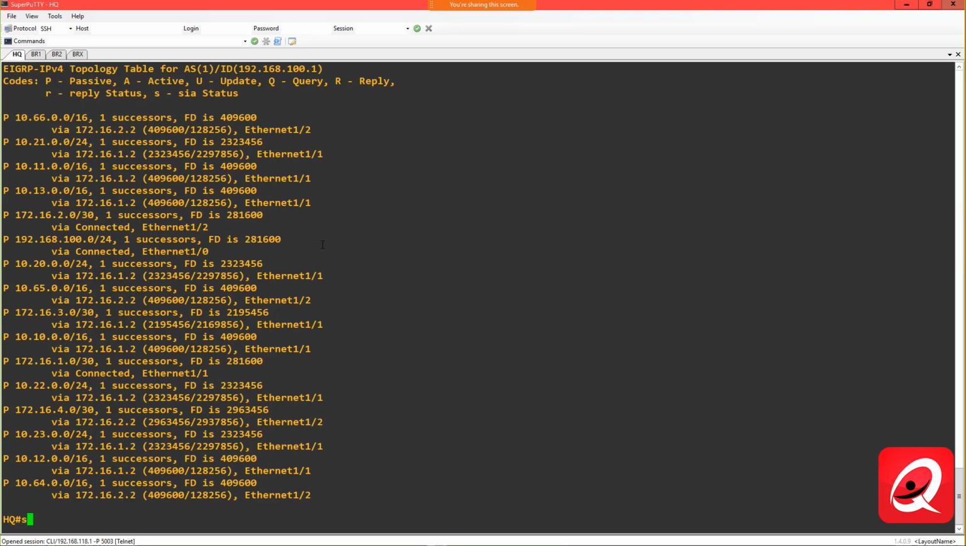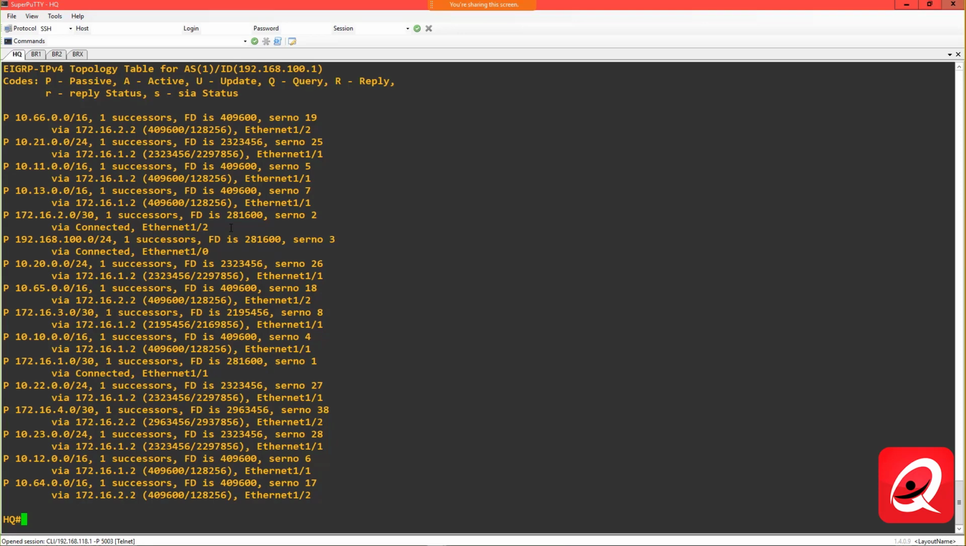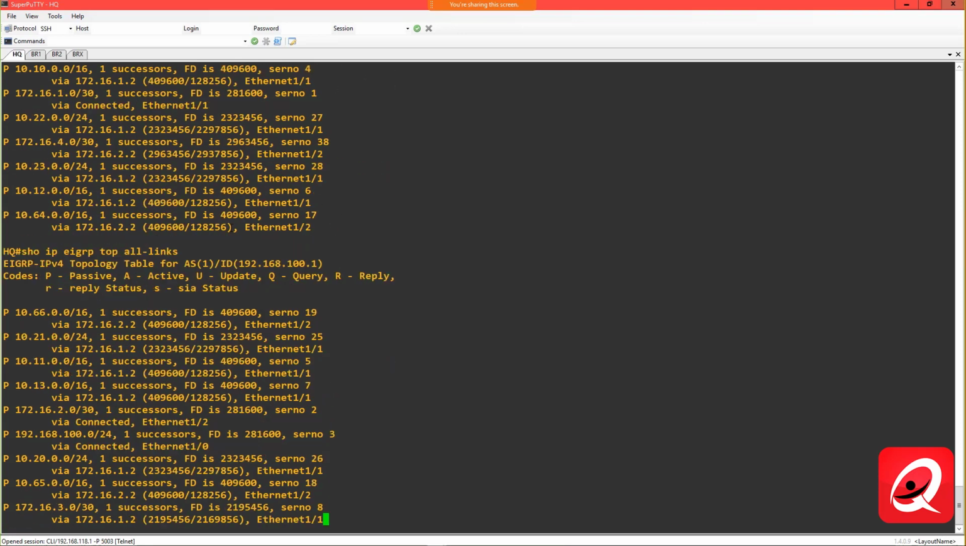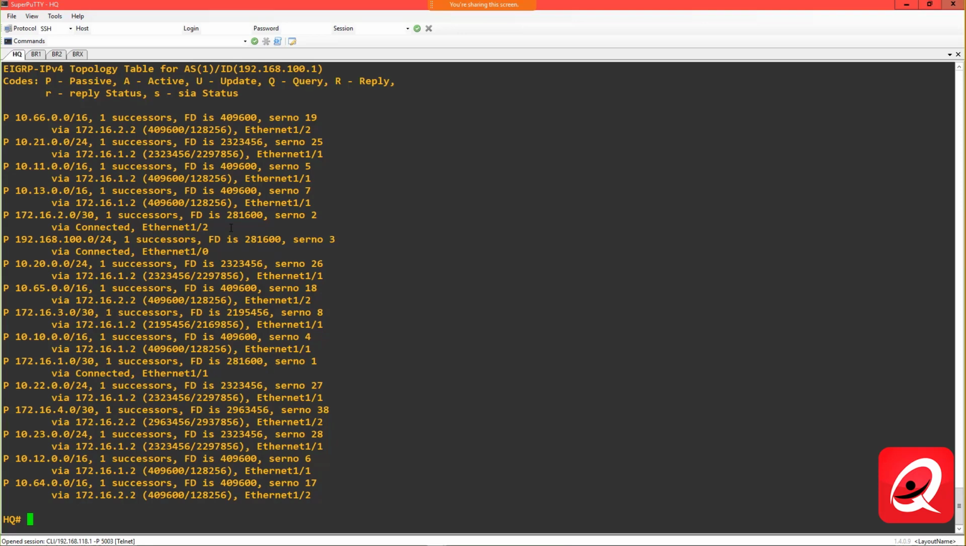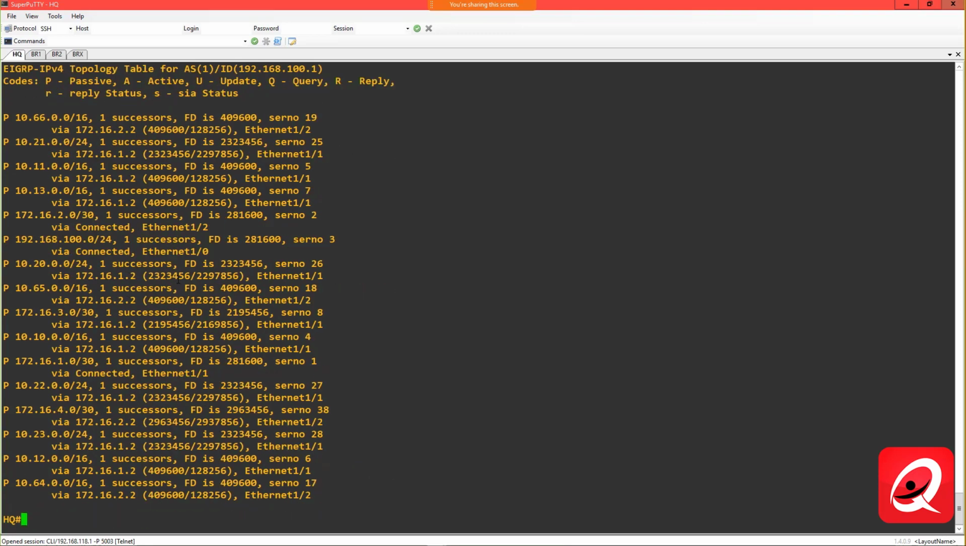Okay. If I do a show IP EIGRP topology all-links, I can see that that path is still not there. We might still be converging here. That's interesting. Why did that happen? So it looks like we still have the successor route. That didn't change. But why did we lose our feasible successor? Well, that makes sense.